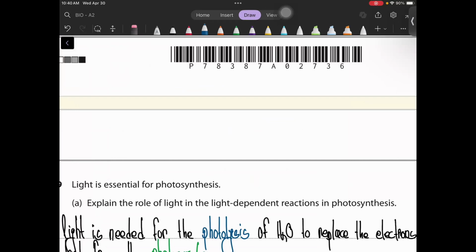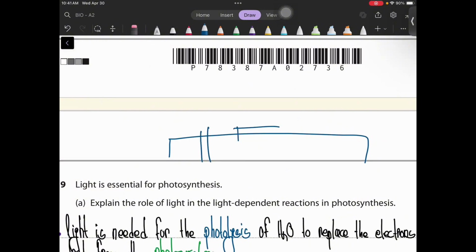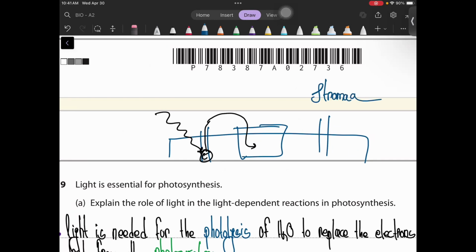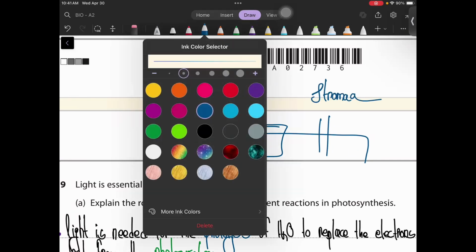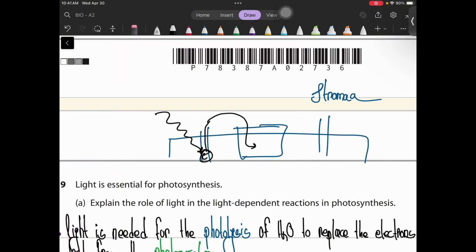The light-dependent reaction of photosynthesis takes place on the thylakoid membrane. Remember in the beginning of the question, I mentioned photosystems. So suppose this is a photosystem, this is the electron transport chain, this is another photosystem. Light falling on this photosystem causes the electrons to jump to a higher energy state, and then they move to the electron transport chain. This is inside the thylakoid and this is the stroma.